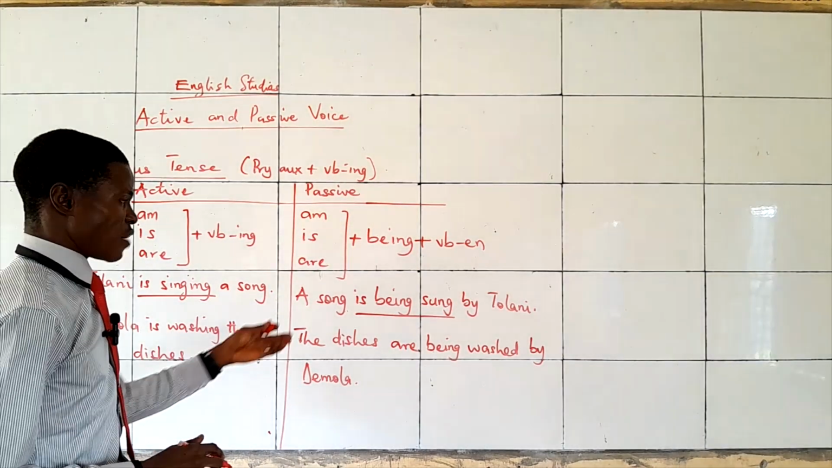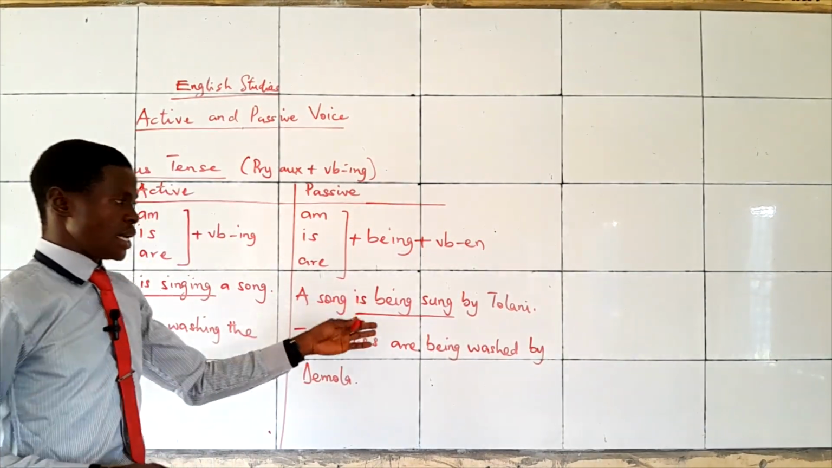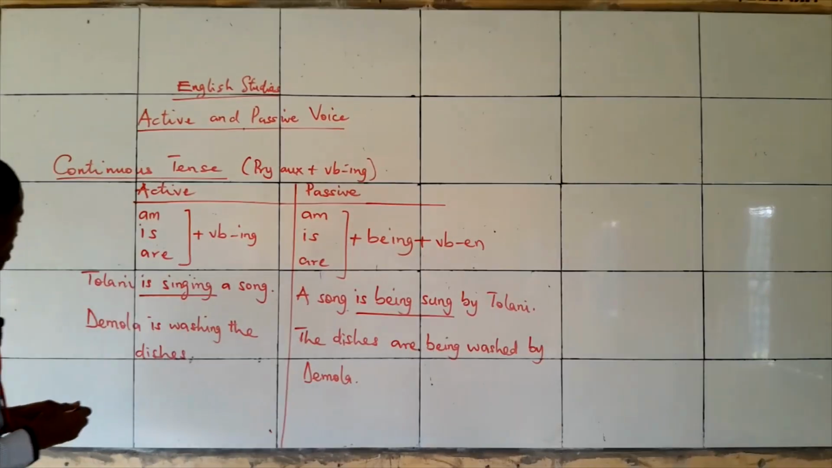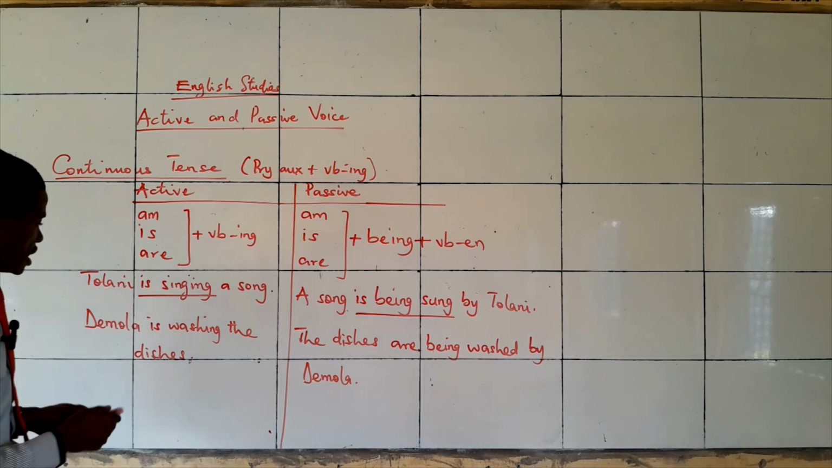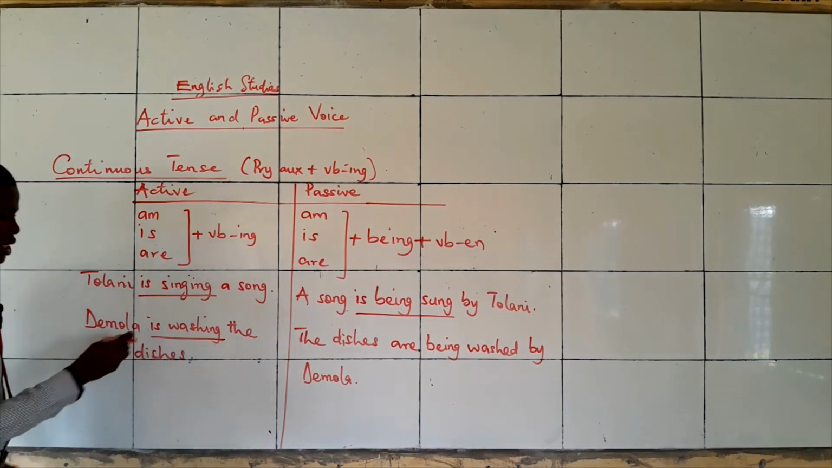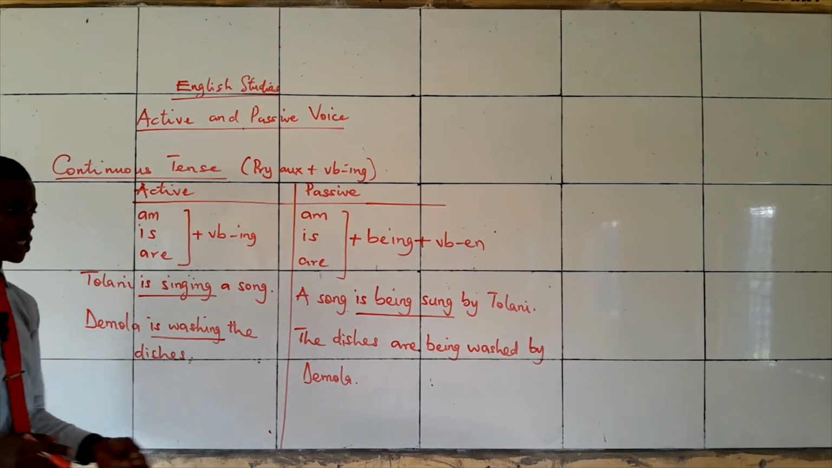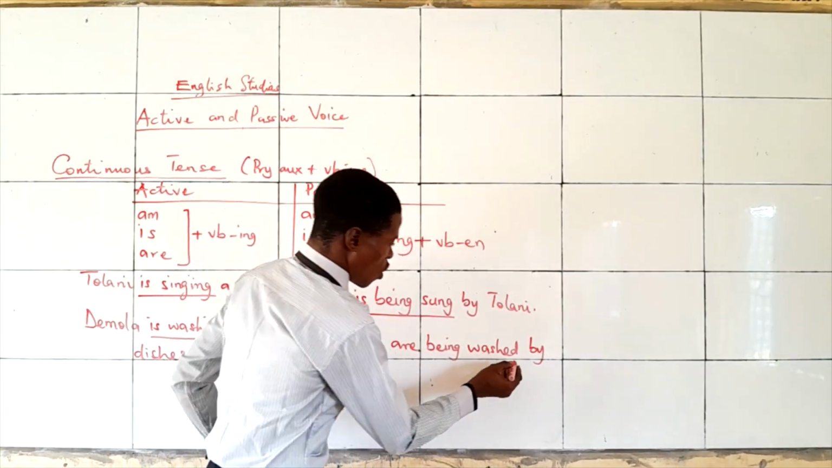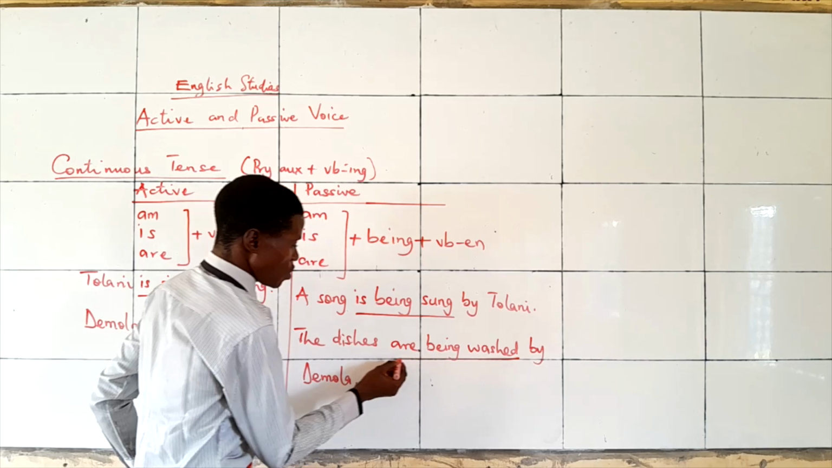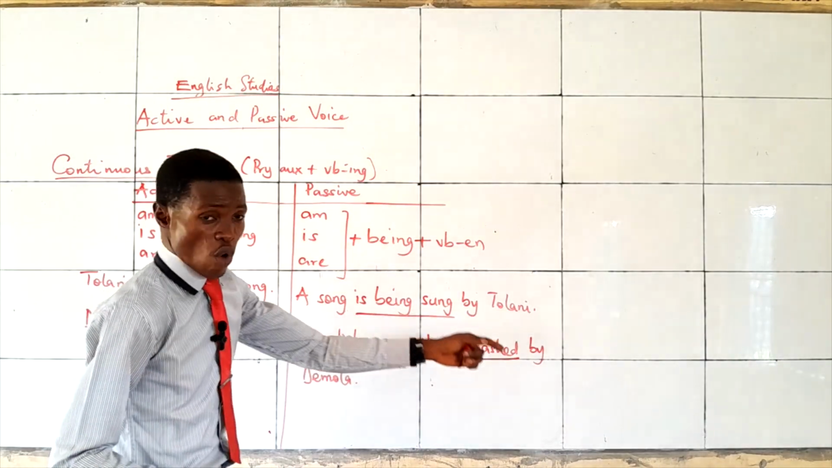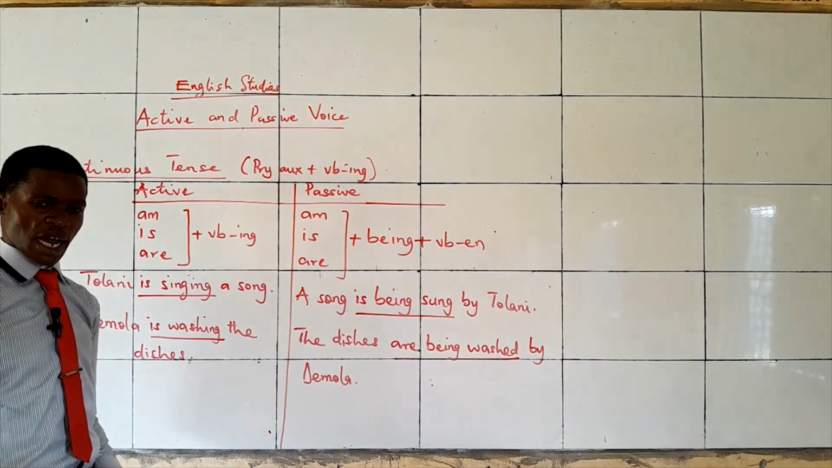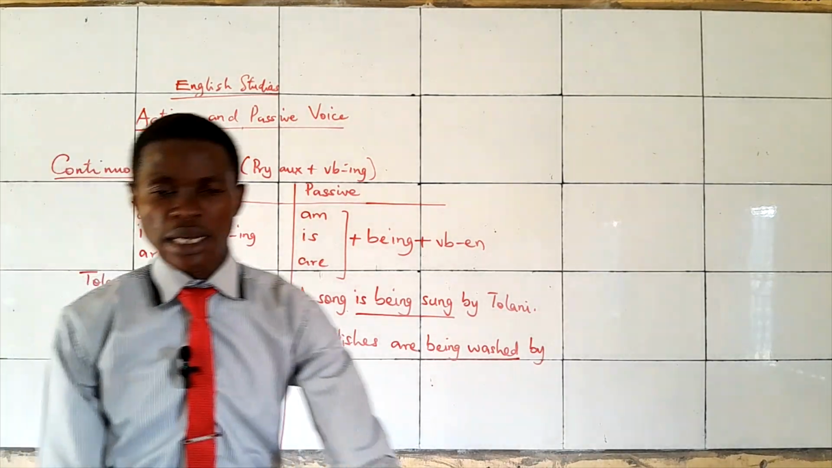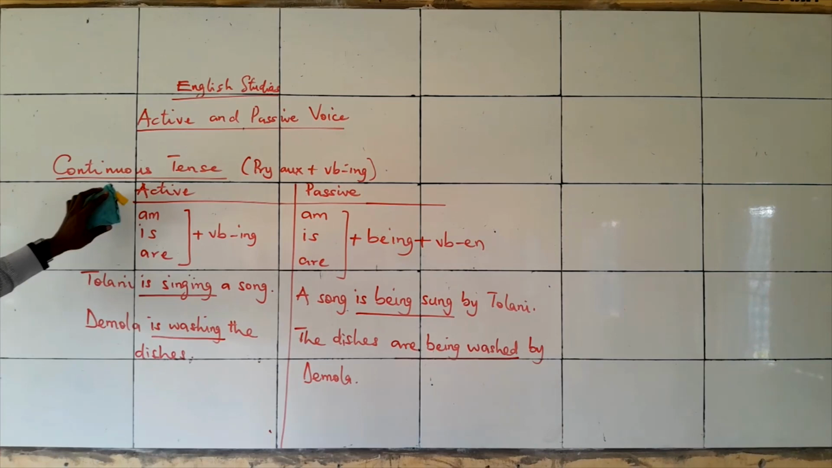Tolani is singing a song. We have to change to a song is being sung by Tolani. When we have the next one, Demola is washing the dishes. Is washing is our finite verb. Converting to passive, which will now be the dishes are being washed. The dishes are being washed by Demola. As simple as that. Let's consider the past continuous as well.